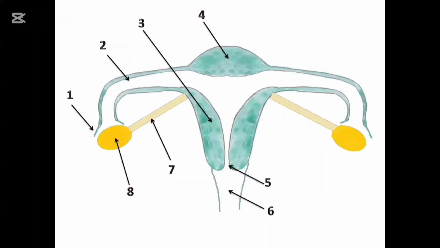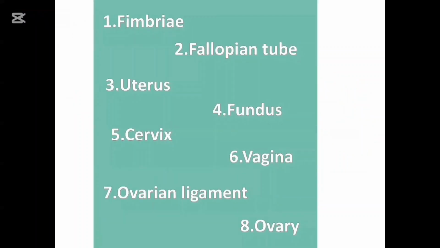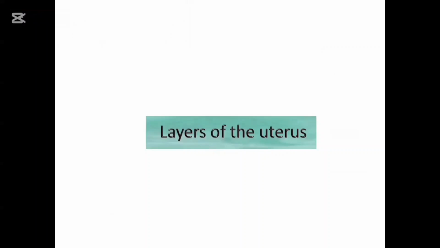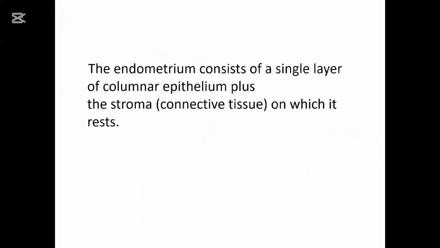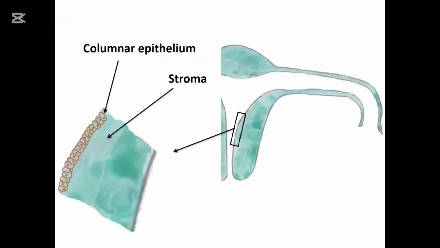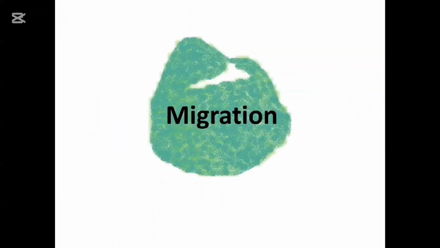Here is the female genital tract. Here is a part of the female genital tract. Here are the layers of the uterus: endometrium, myometrium, perimetrium. The endometrium consists of a single layer of columnar epithelium plus the stroma, which is connective tissue. This is the columnar epithelium, and here is the stroma formed of connective tissue.